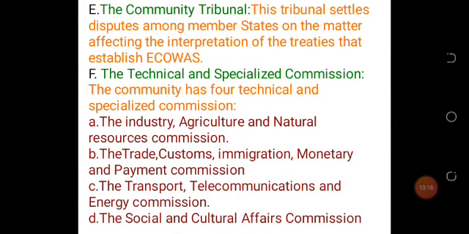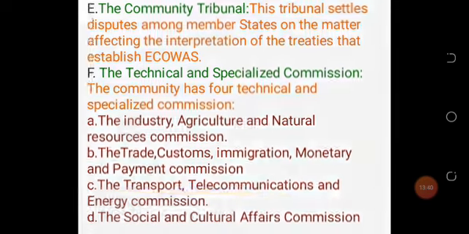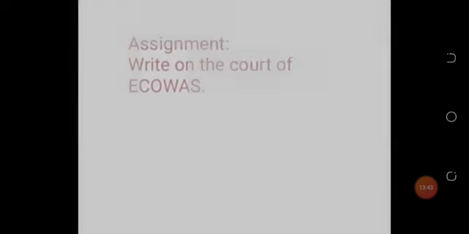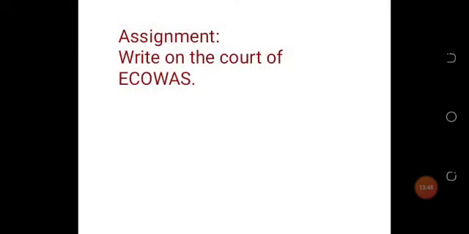Then we have C, the Transport, Telecommunication and Energy Commission. The commission helps in improving transportation, telecommunication and energy within the community. And the last, alphabet D, the Social and Cultural Affairs Commission. This sees to every activity that has to do with social and cultural activities among the community members. And that is the end of ECOWAS, that is Economic Community of West African States. Those are the organs with their functions.